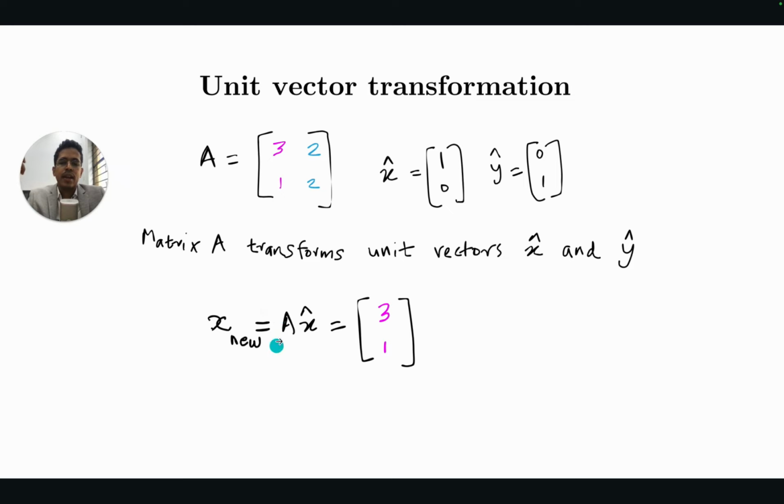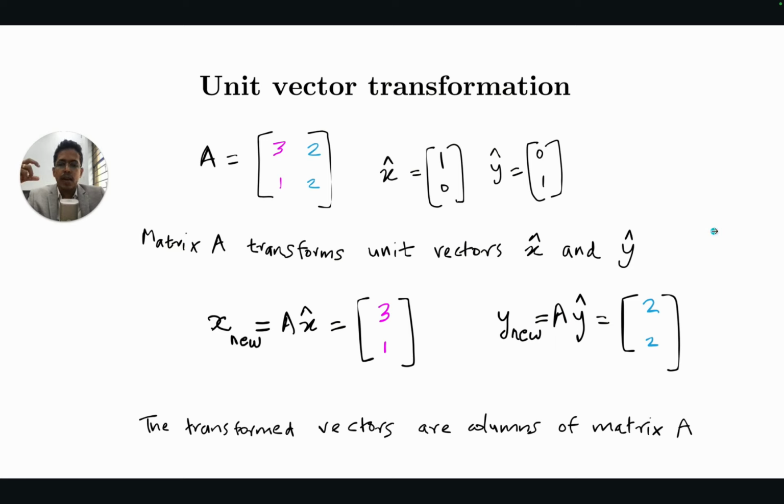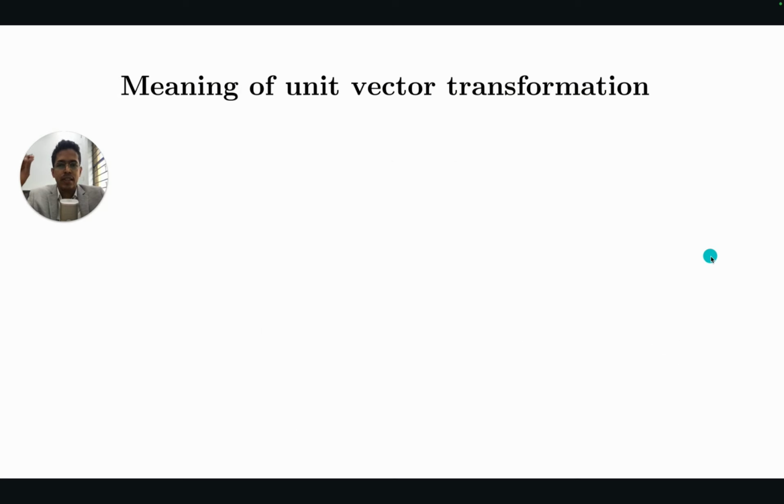So if I denote the transformed unit vector as x new, x new is not a unit vector anymore. Its length is not 1 anymore. So the transformation can elongate the unit vector. It can rotate it. Basically, the original unit vector was 1, 0. Now it has become 3, 1. So it has both x and y components. And not just that, the x and y components are not equal. So something has happened to the unit vector x hat, and something has happened to the unit vector y hat. And the transformed unit vectors are the columns of the matrix A. So just keep that in mind.